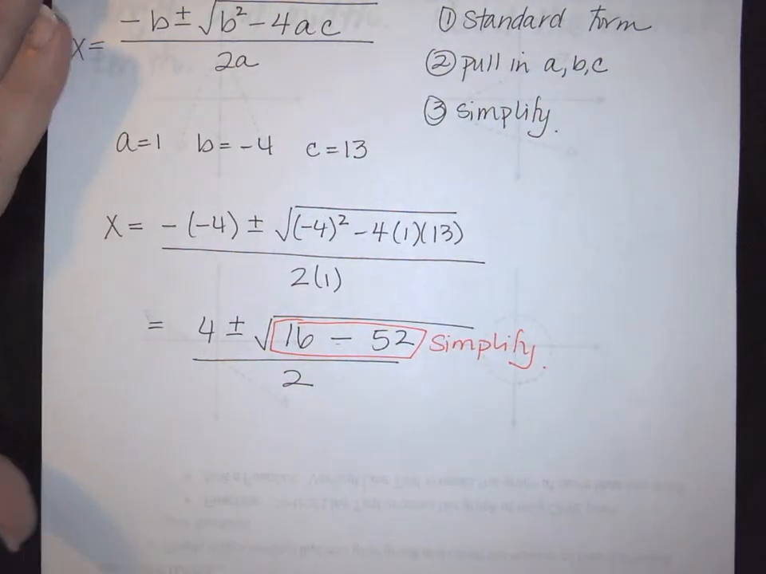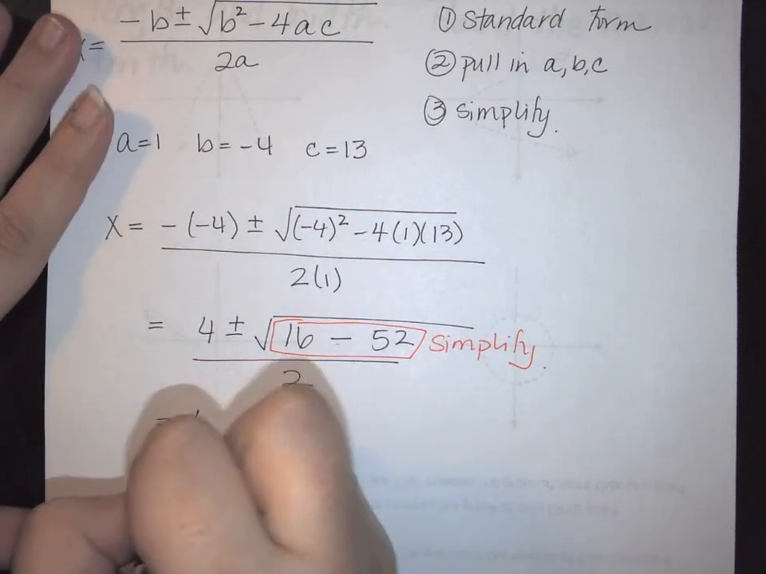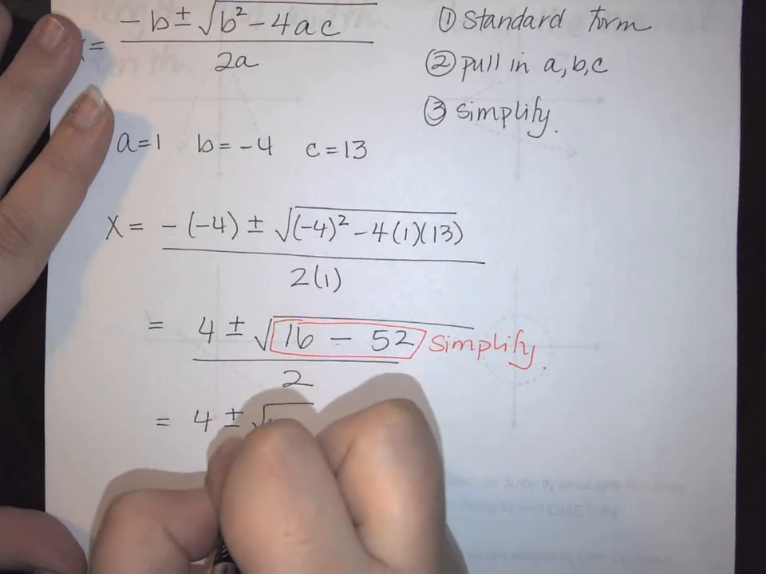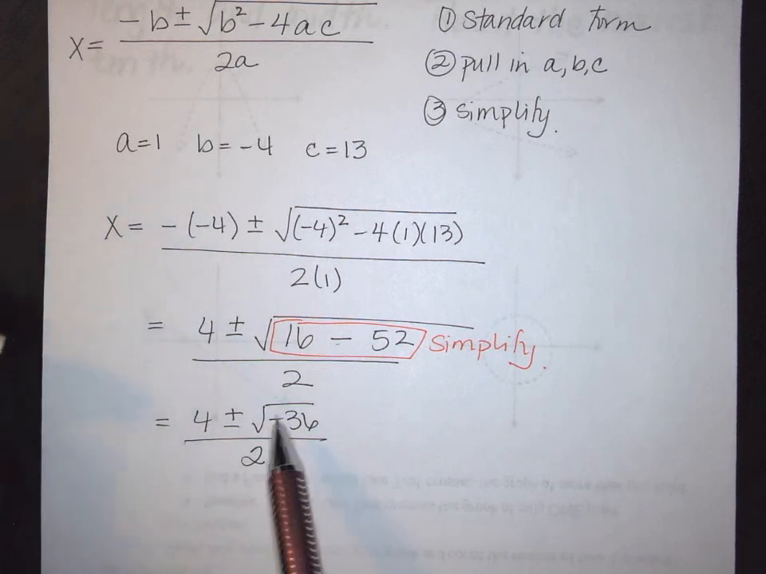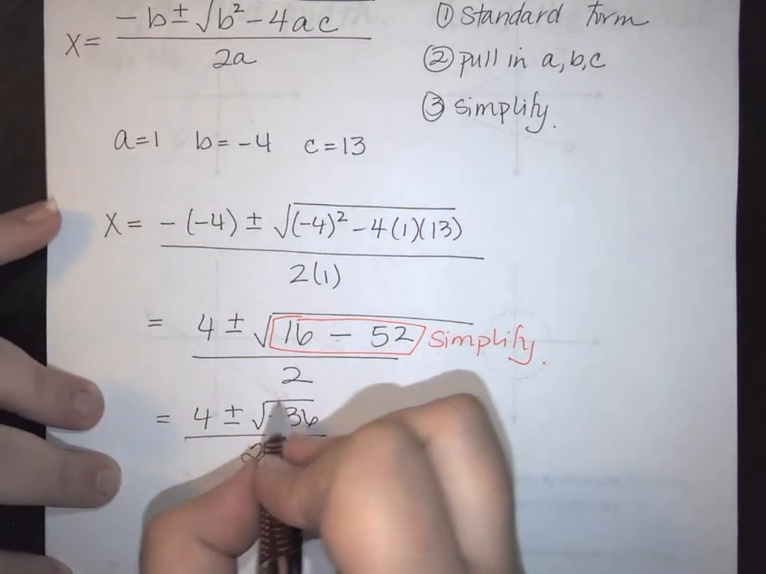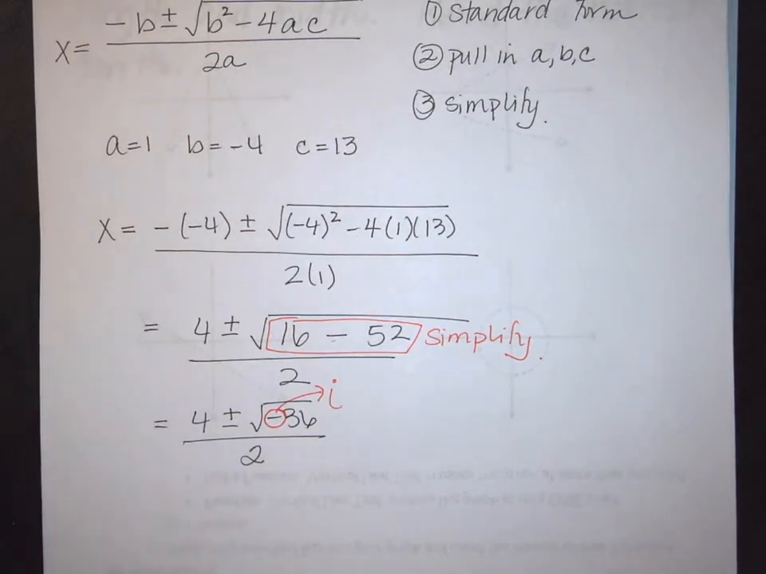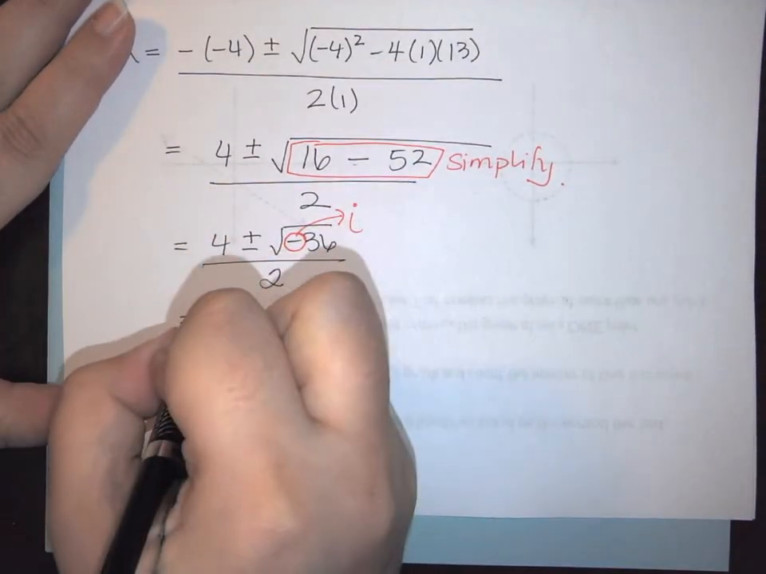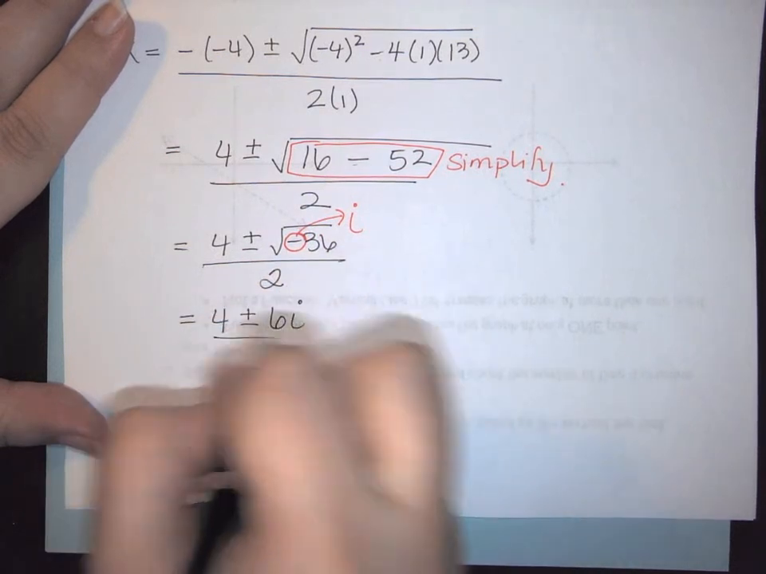So here I have 16 minus 52, which is going to give you a negative 36. So my problem here becomes 4 plus or minus the square root of negative 36, all over 2. Now, when we look at this, notice we have a negative under the radical. So we got to take this negative and pull it out. This is now imaginary. And the square root of 36 is 6. So again, this simplifies down to being 4 plus or minus 6i, and the whole thing is over 2.